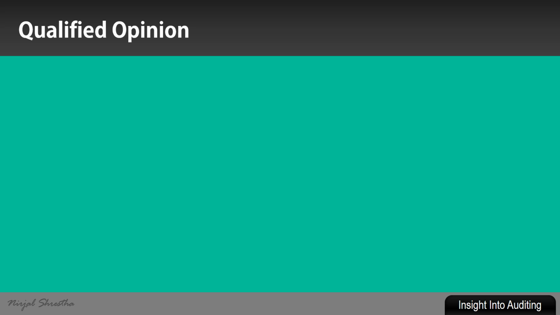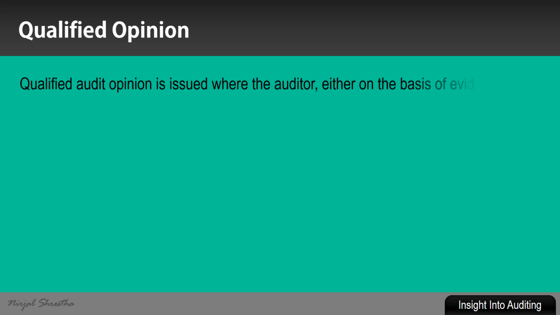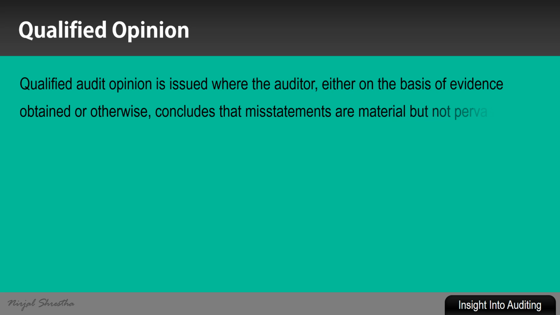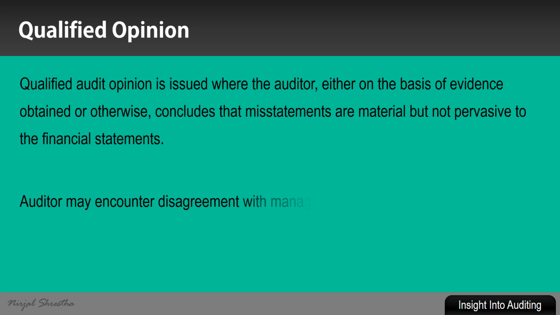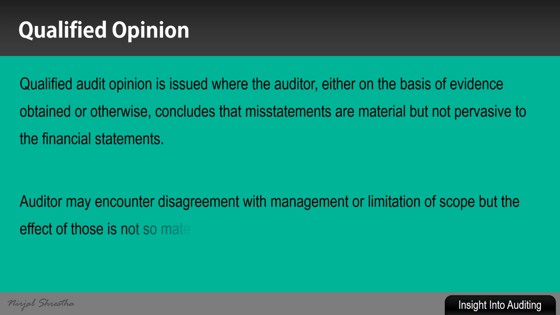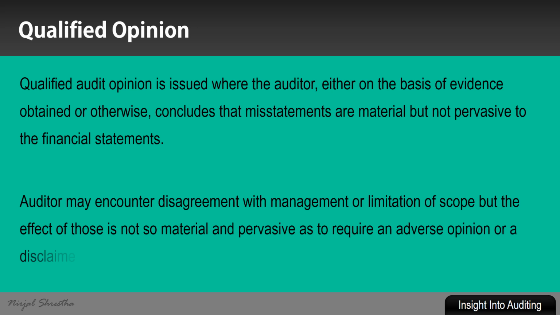Qualified opinion. Qualified audit opinion is issued where the auditor, either on the basis of evidence obtained or otherwise, concludes that misstatements are material but not pervasive to the financial statements. Auditor may encounter disagreement with management or limitation of scope, but the effect of those is not so material and pervasive as to require an adverse opinion or a disclaimer of opinion.